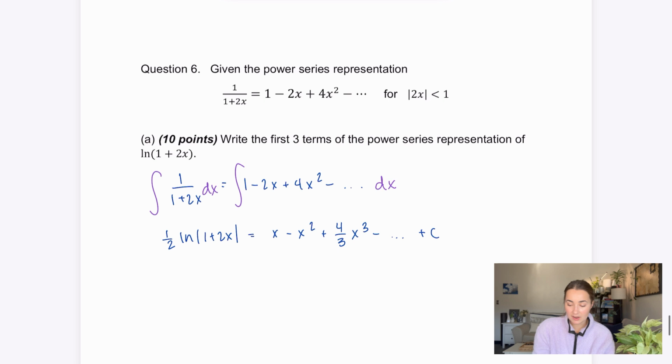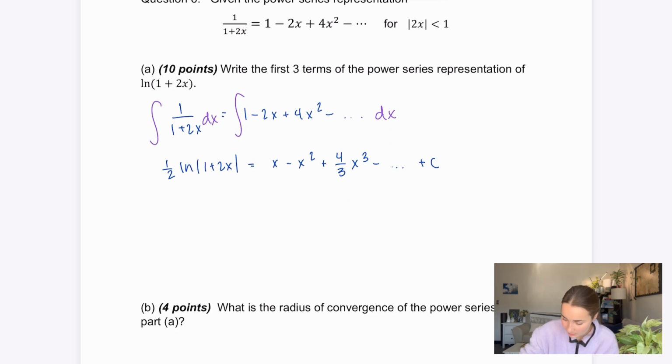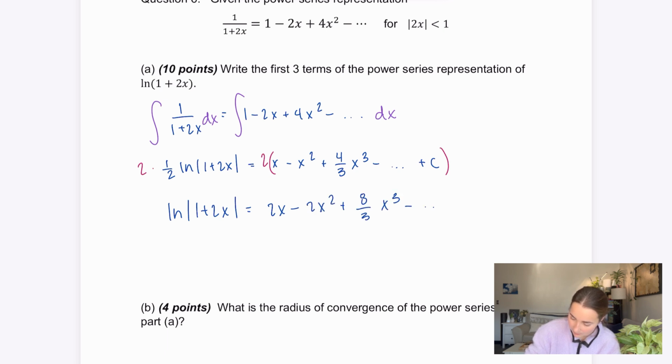Now I want to just find natural log of 1 plus 2x. So what do I need to do? I need to multiply both sides by 2. That way I get natural log of 1 plus 2x is equal to 2x minus 2x squared plus 8/3 x cubed minus and so on, plus some c. Now I just found the first 3 terms, right? This right here is our first 3 terms. You just had to recognize that we had to integrate in this case.